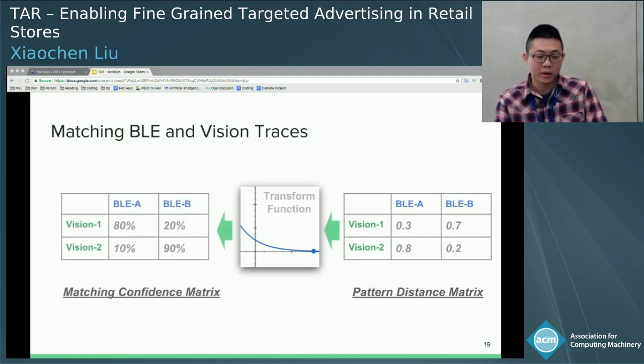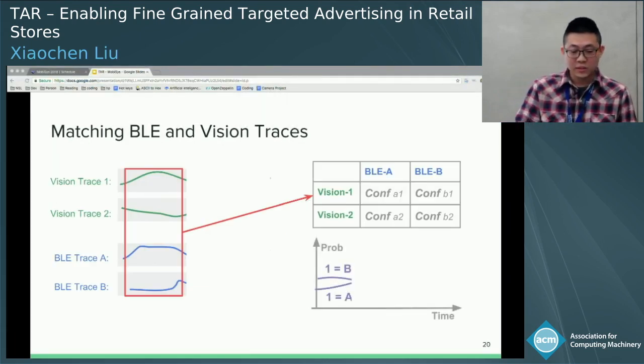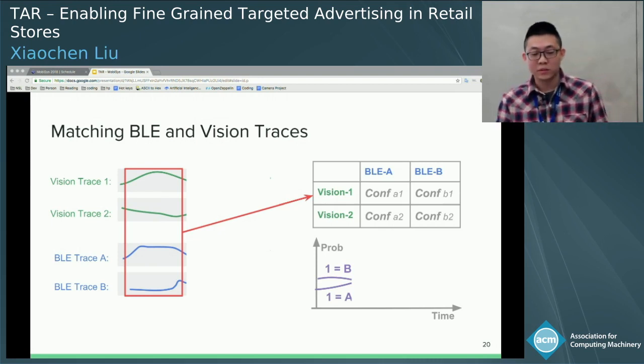Then we apply a transform function to convert the distance values to matching confidence. Generally, the lower the pattern distance, the higher confidence we have to believe that two traces belong to the same person. Since each person in the camera is continuously generating new traces, TAR updates its confidence matrix using the sliding window scheme. Now it computes the confidence for traces inside the window.